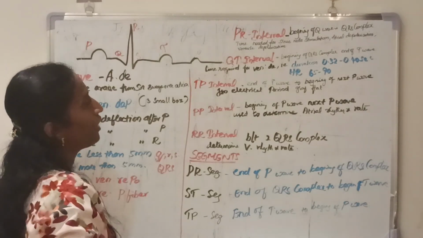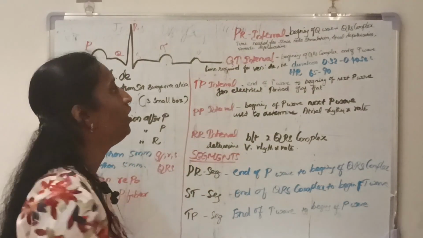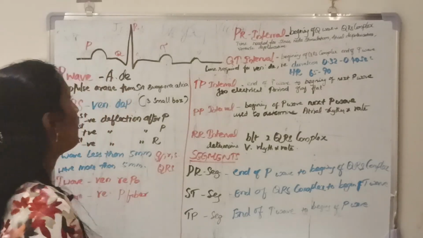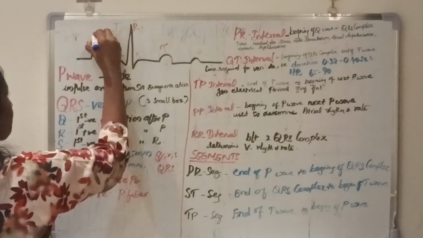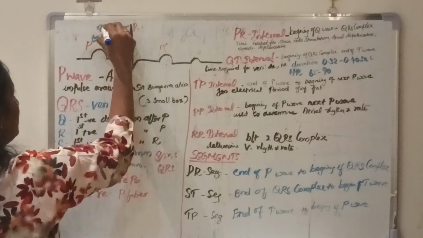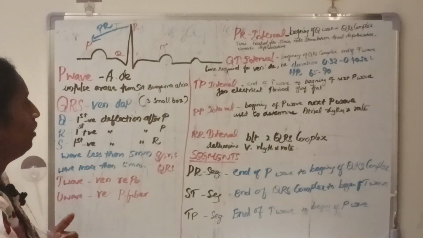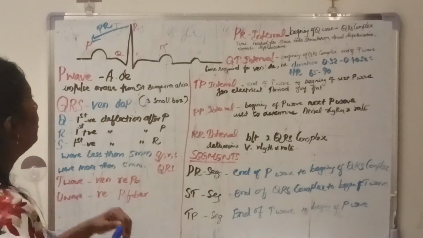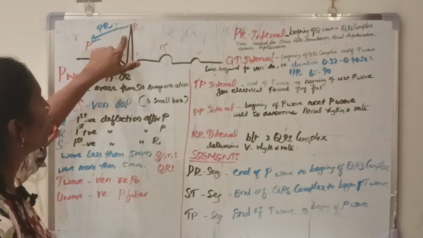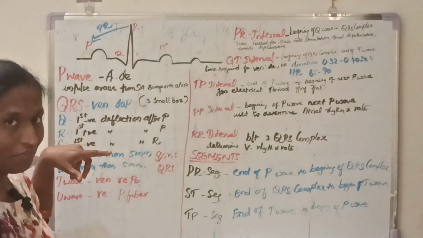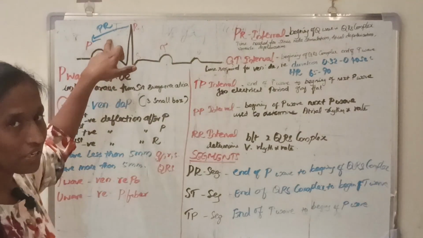The next is the intervals. We have the PR interval, QT interval, TP interval, PP interval, RR interval. The first one is the PR interval. So here you can see this, we call it the PR interval. Here it is the beginning of the P wave and the beginning of the QRS complex. From the beginning of the P wave to the beginning of the QRS complex, that we call the PR interval.